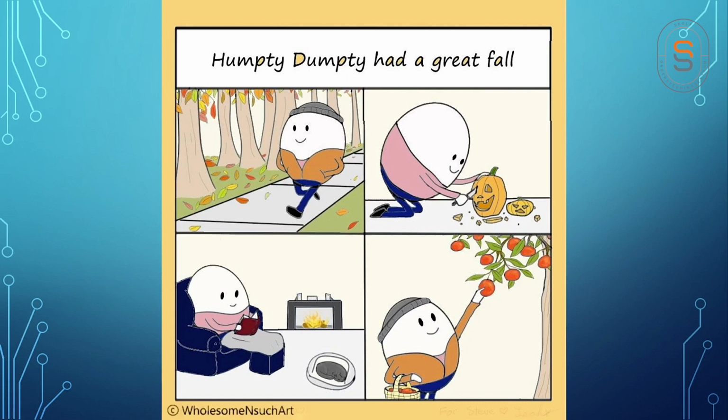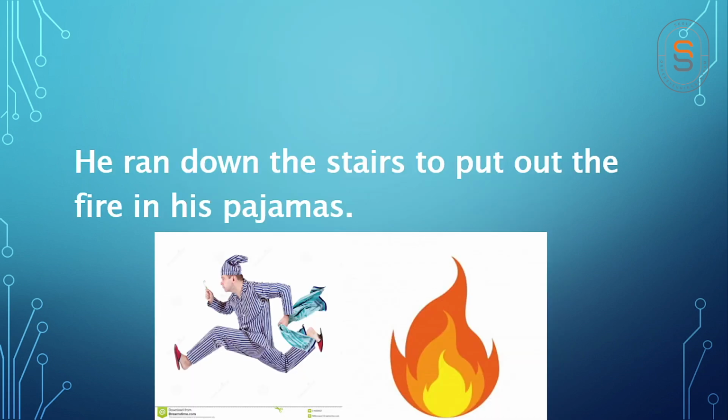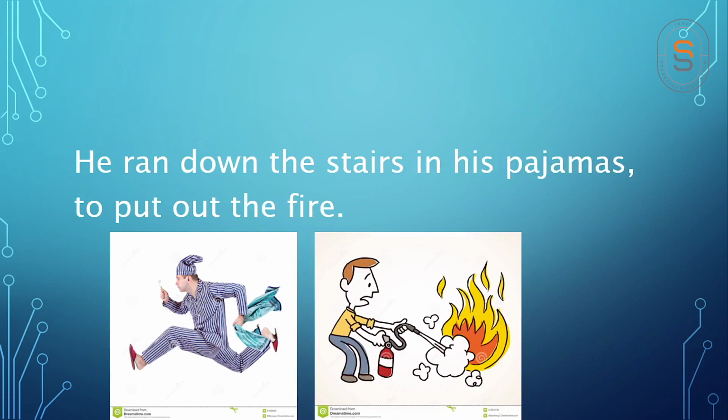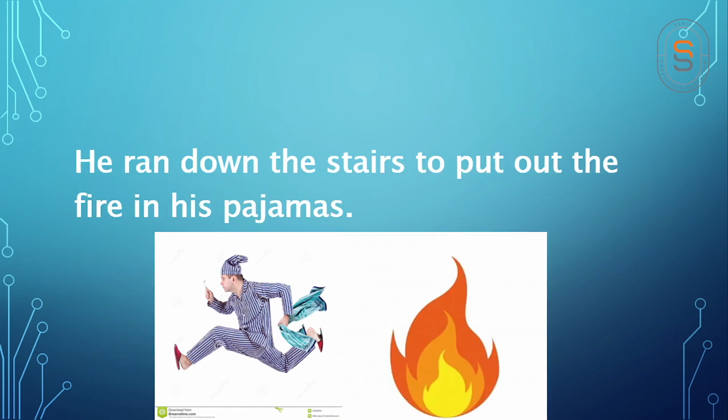All right, so that is obviously what is portrayed in the picture on your screen right now, and that is why it's ambiguous. Another example is he ran down the stairs to put out the fire in his pajamas. Was the fire in his pajamas? Was the fire in the building? If you say it differently, he ran down the stairs in his pajamas to put out the fire, then it's not ambiguous anymore. Right, so he ran down the stairs to put out the fire in his pajamas is an ambiguous statement.